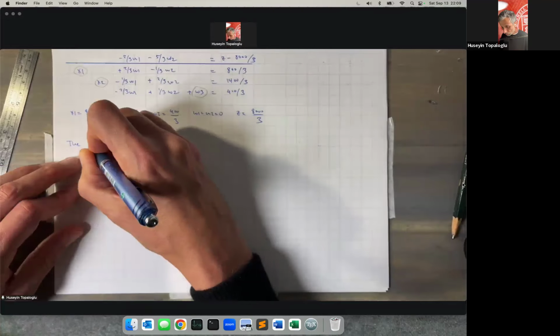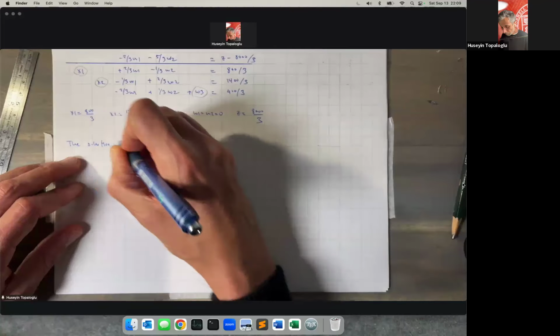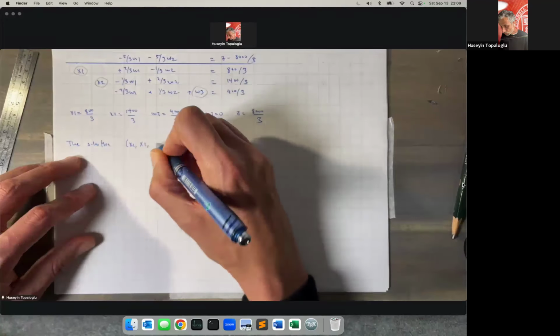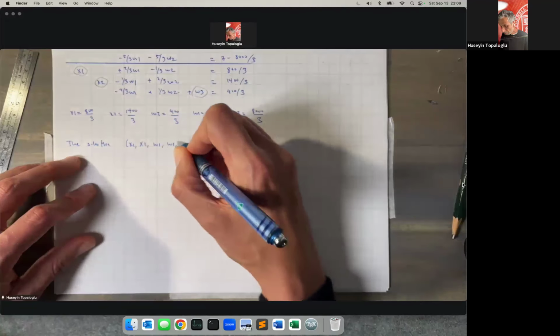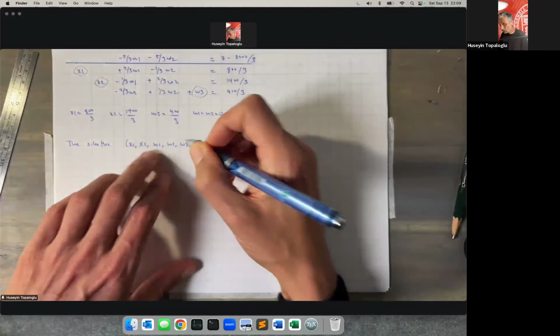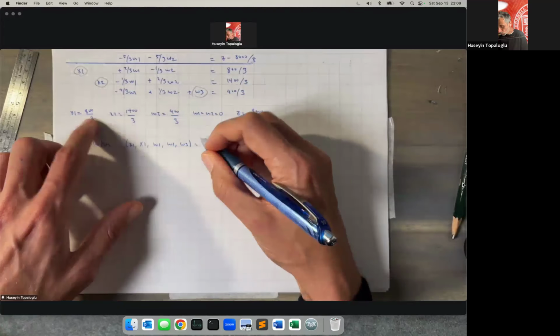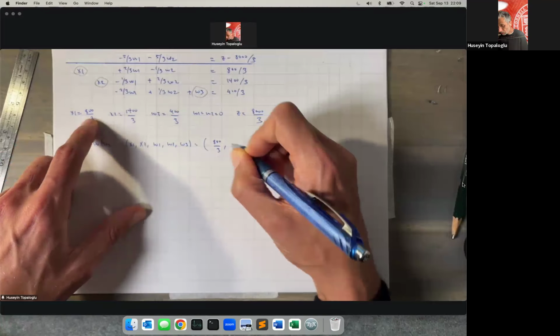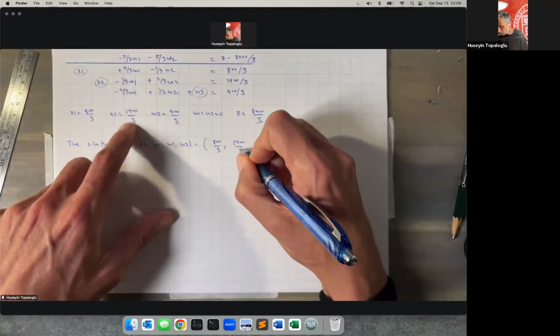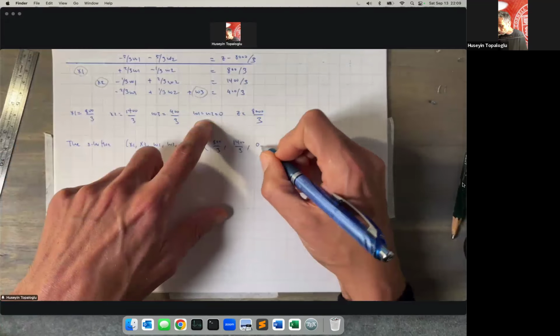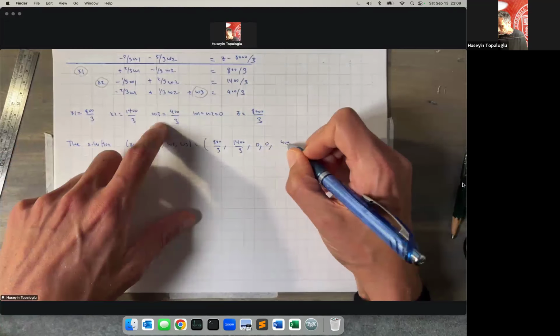So let's write down our final solution. The solution x1, x2, w1, w2, w3. Let me write the slacks as well. x1 is 800 divided by 3. x2 is 1400 divided by 3. w1 is 0, w2 is 0, w3 is 400 divided by 3, is optimal.